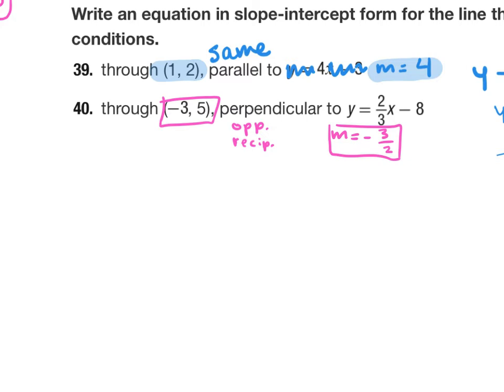So what do we have to do? Plug it into point slope form. So y minus, what's our y1? 5 is equal to negative 3/2 times x minus, what is our x1? 3. Negative 3. So it becomes a plus 3.